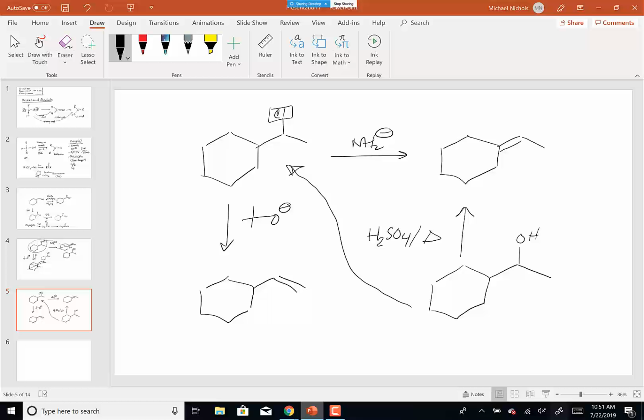The first thing I need is I want to make the OH leave, so I need an H plus. Now, once I protonate that OH, it becomes a water molecule. I want to substitute the chlorine for the water molecule, so how about I just use HCl? Use HCl, turn the OH into water, have the chlorine come in either by SN1 or SN2, and do the substitution.